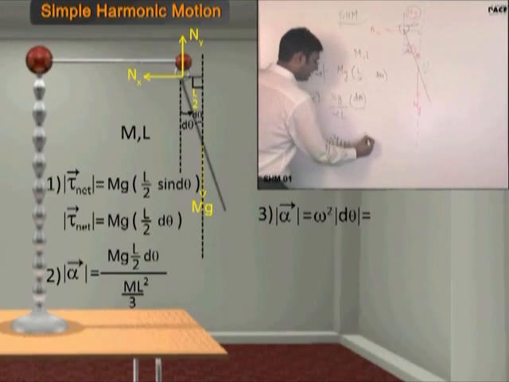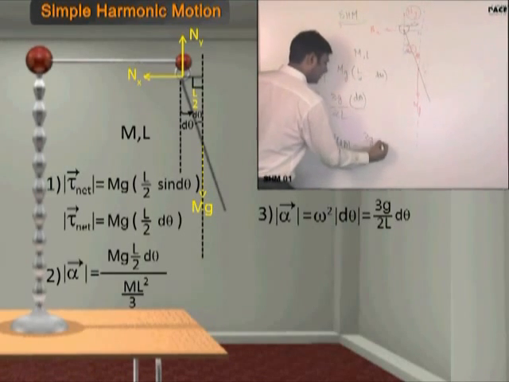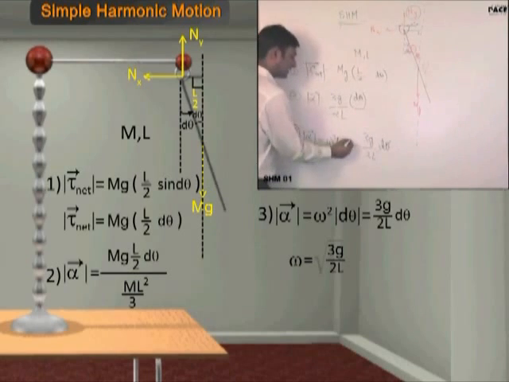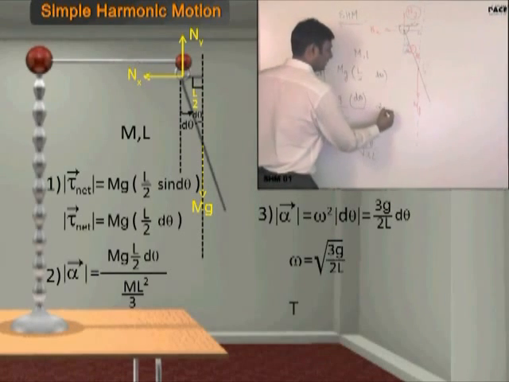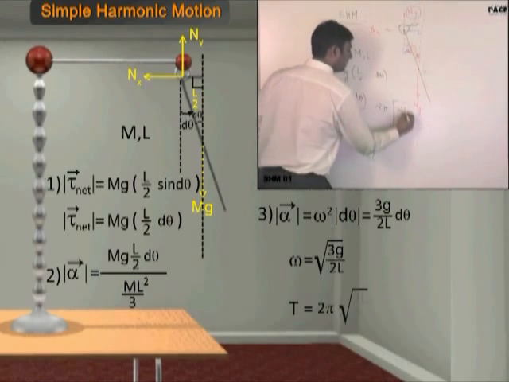Now 3g by 2l into d theta. D theta gets cancelled. Omega is the root of this. Time period is 2 pi by omega, 2 pi under root 2L by 3G.